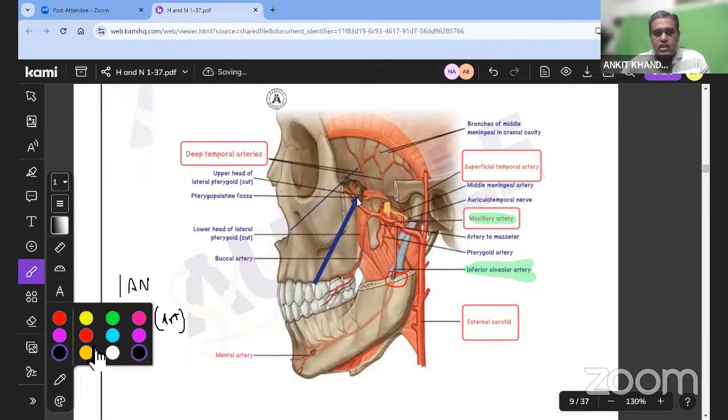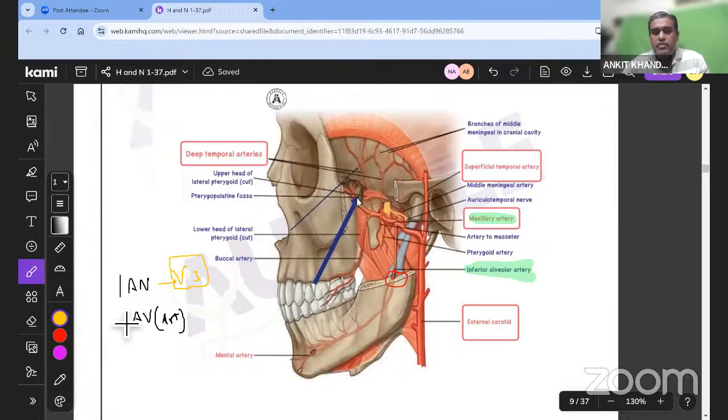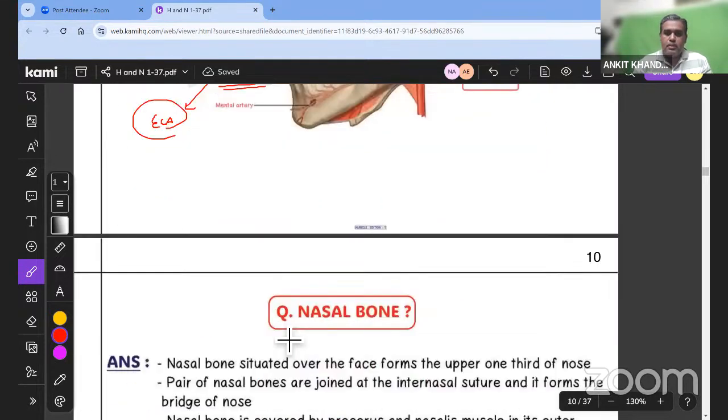When someone asks you about the inferior alveolar nerve, you'll say it's a branch of the mandibular nerve, V3. But when they ask you about the inferior alveolar artery, it is not a branch of a mandibular artery, it is a branch of the maxillary artery. The maxillary artery is a branch of the external carotid, its largest branch. So remember these basic points, asked in viva as well.